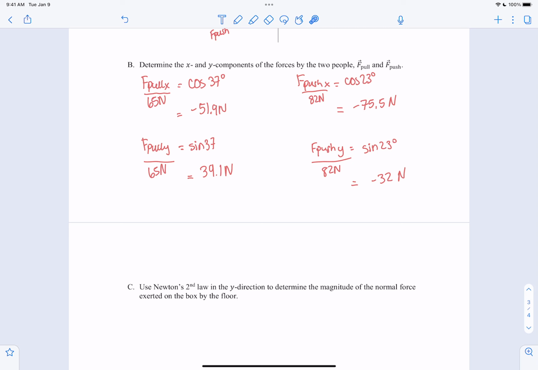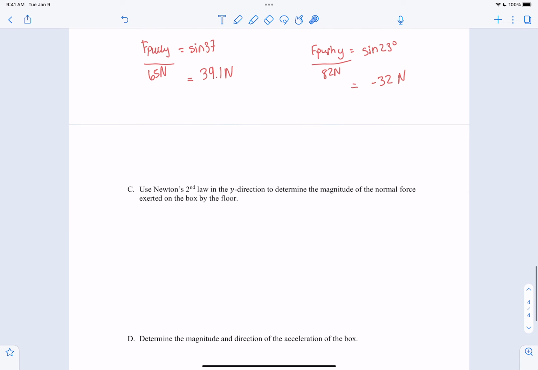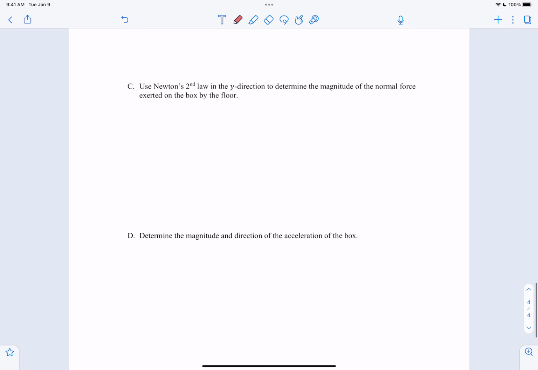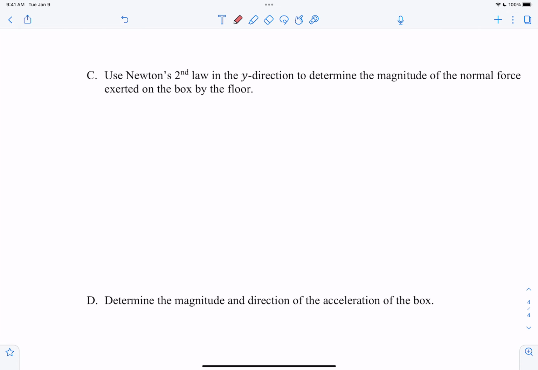Let's see here. Nope. Okay. All right. So part C here, right? It says use Newton's second law in the y direction to determine the magnitude of the normal force exerted on the box by the floor. Magnitude and direction of the normal force exerted on the box by the floor.